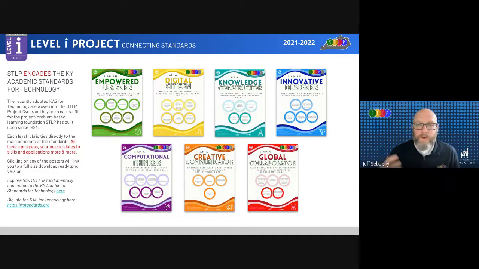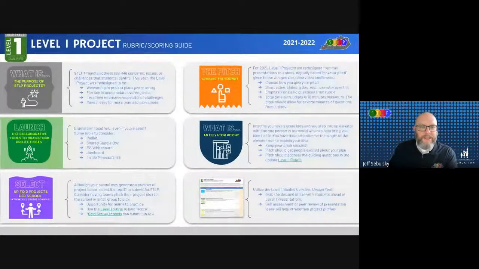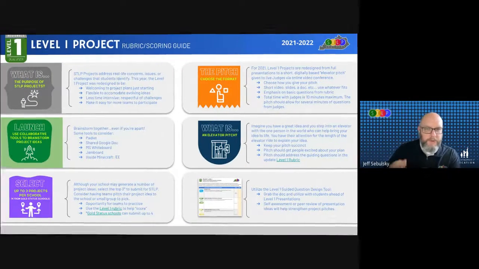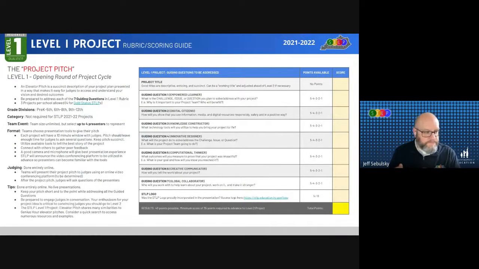What does that mean? What does it mean to be a knowledge constructor? I put these here, and by the way, like I said, each one of these will link out to the poster, because when we get into level 1 projects, which, let me jump ahead one more and show you the actual rubric. In this rubric, you're going to see that the students, once they get to regionals and are presenting, they're going to have to actually answer these 7 guided questions focused on being an empowered learner, being a digital citizen, knowledge construction. It's laid out right here in front of them exactly what they need to do and how they can jump into it.